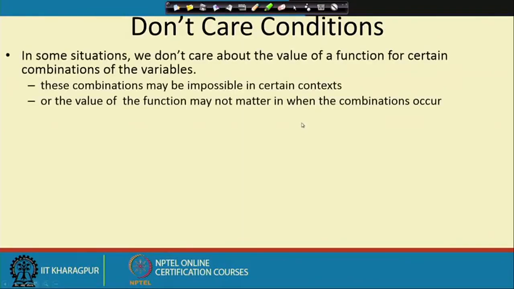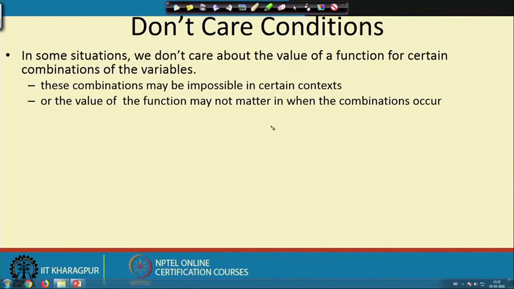Do not care condition: in some situations we do not care about the value of a function at certain combinations of the variables. These combinations may be impossible in certain contexts, or the value of the function may not matter when those combinations occur. When the value comes, it does not matter. For example, if we are doing a conversion from one code to another code.